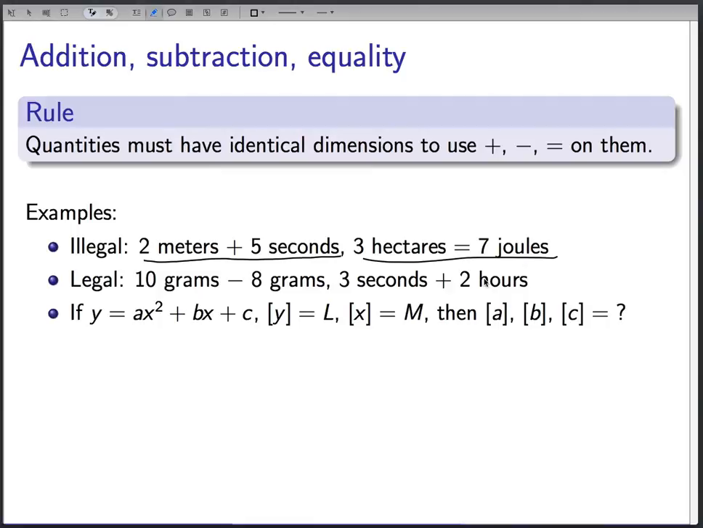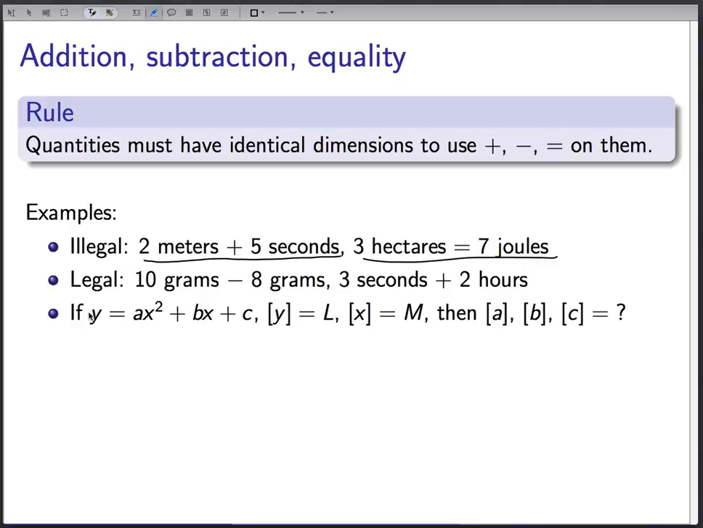Here's another quick example. If we say y equals ax squared plus bx plus c, and the dimensions of y are length, and the dimensions of x are a mass, then we can ask what are the dimensions of a, b, and c. And we can use the fact that all of these quantities have to have the same dimensions to figure it out, right? When I say all of these quantities, I mean ax squared has to have the same dimensions as y because they're compared with an equal sign. bx has to have the same dimensions as y because they're compared with an equal sign, and so on.